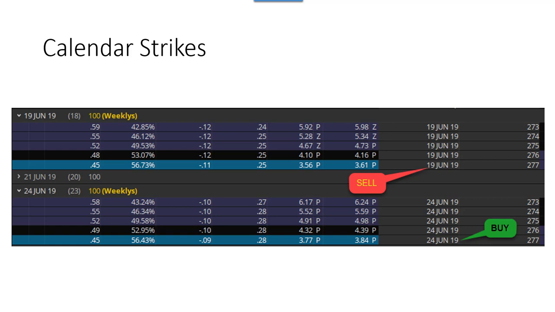And right now, if we're selling a $3.61 option and we're buying a $3.84 option, what we have to pay to enter this trade is the difference between those two.